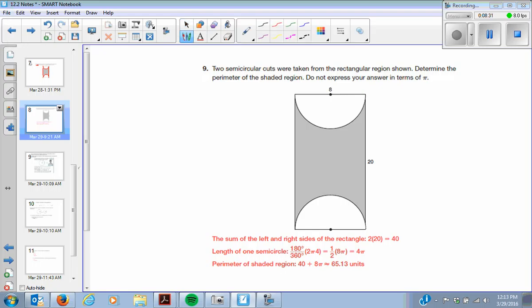They found the lengths of the sides here. So this is 20. This has to be 20. So 20 and 20 is going to be the 40. That's where they got the 40 from.